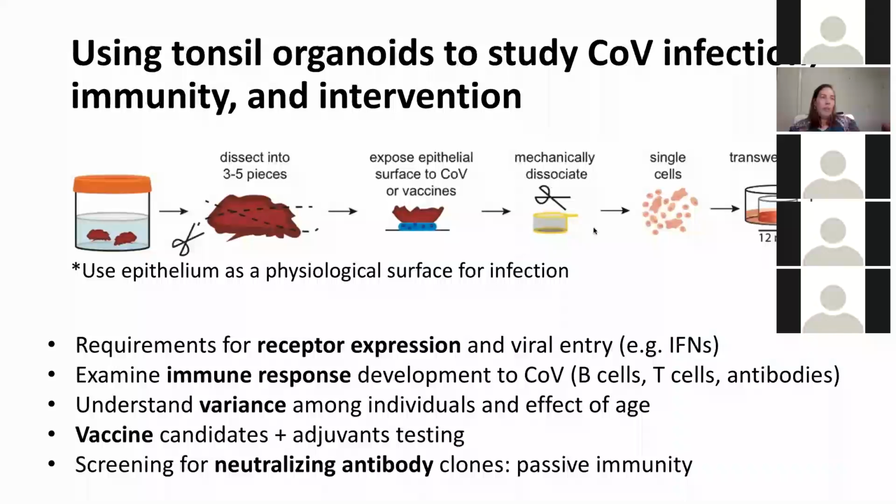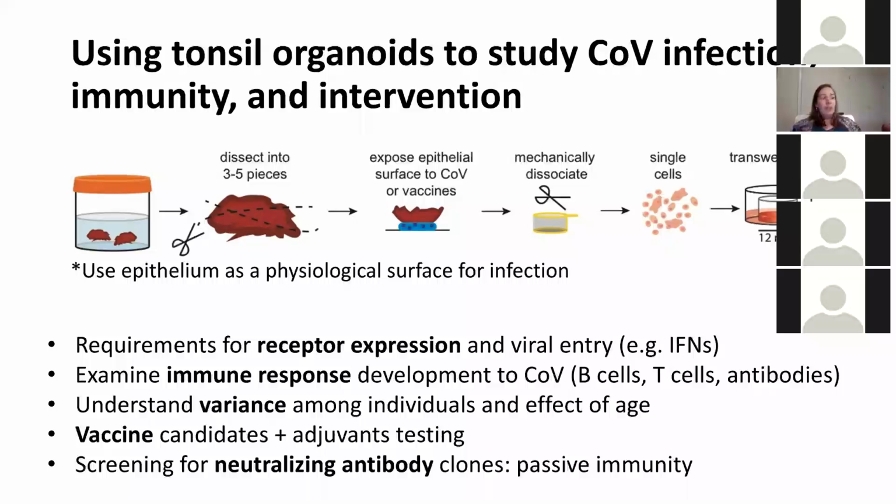We can then mechanically dissociate the tissue into a single cell suspension and produce organoid cultures from those as well. So I think this could be a really excellent way for us to better understand the requirements for the expression of the receptor and viral entry. As we were talking about recently, it appears that interferons may be important for enhancing the receptor expression, and we could potentially treat tissue cultures with such things to be able to look at whether that affects the quality of the receptor expression.